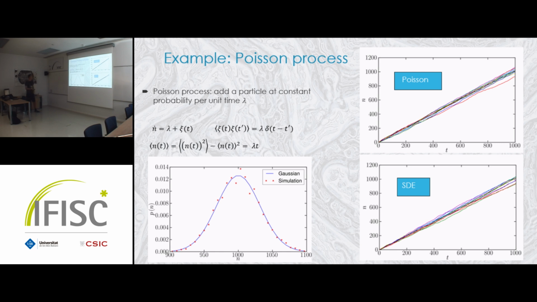You can also quantify the probability distribution of the number of particles in the system at a particular time, and you can see this is approximated nicely with the Gaussian distribution that we get from the SDE. So basically you're approximating the Poisson distribution with the Gaussian distribution. Okay, so that's just to show you how this can be useful.